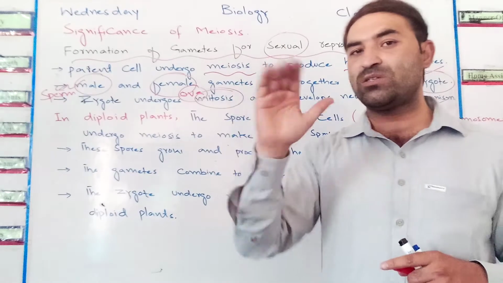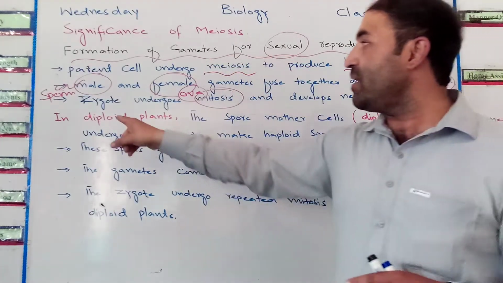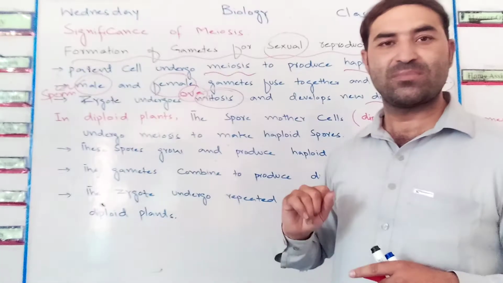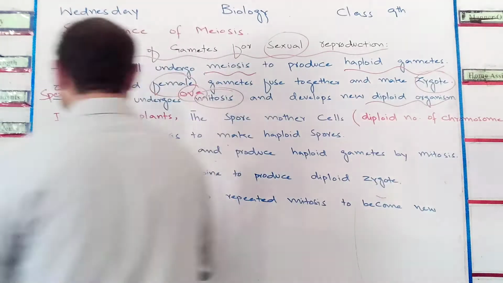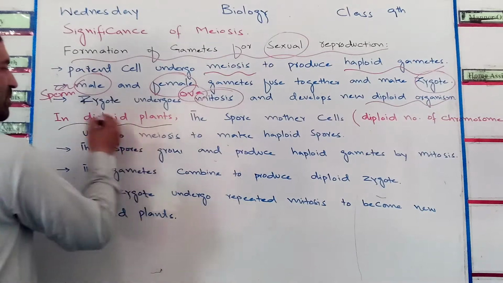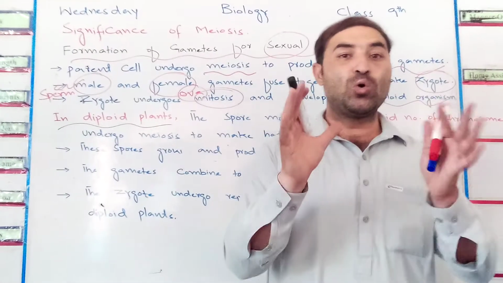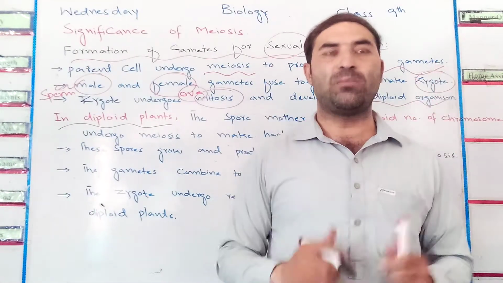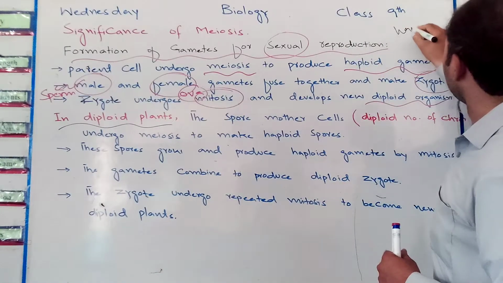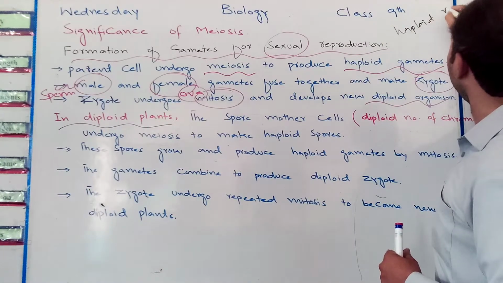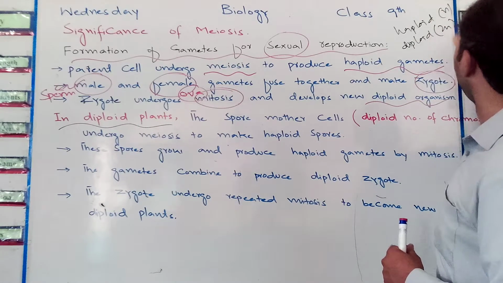Now coming towards the formation of gametes for sexual reproduction in plants. Dear students, in diploid plants, diploid means which has dual number, which has two numbers. Like for haploid we say n, while for diploid we say 2n.